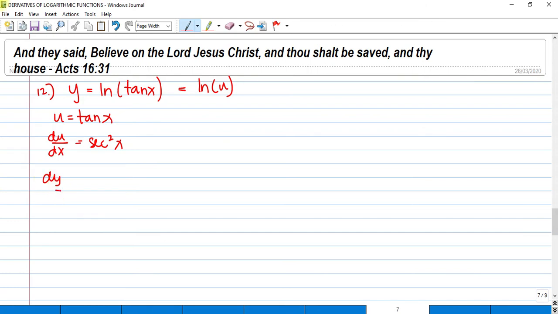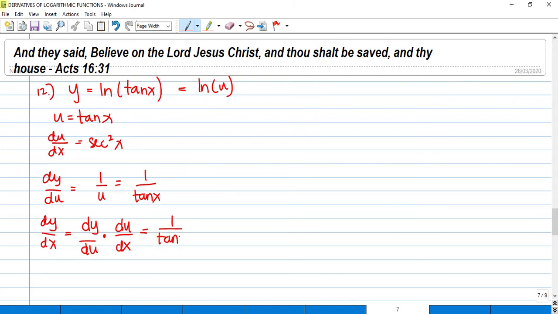If we get the derivative of y with respect to u, that is simply 1 over u. But our u is simply equal to tangent of x. So in order for us to get dy over dx, or the derivative of y with respect to x, we have the chain rule again, dy over du multiplied by du over dx. So dy over du is 1 over tangent of x multiplied by du over dx. That is secant squared x. So we have secant squared x over tangent of x.